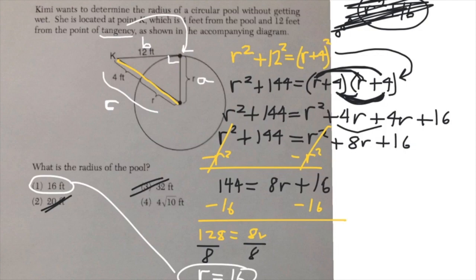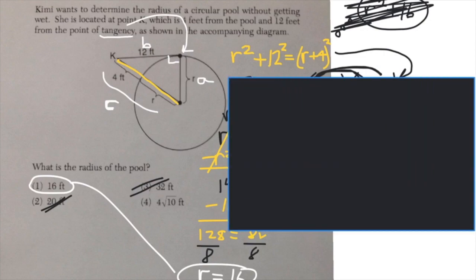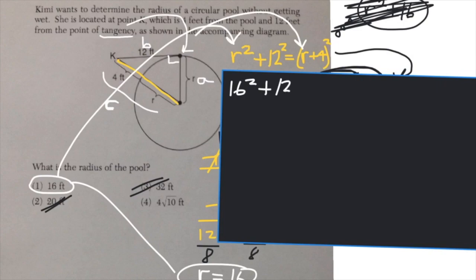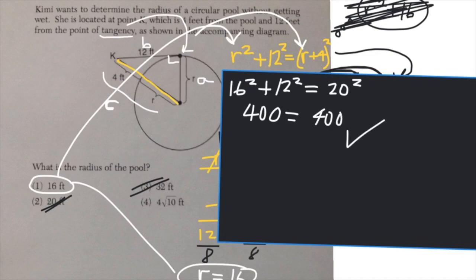Another option you could have done before you actually solve the whole thing is you could have made the equation and then plugged in 16 into the equation and tested it out to see if it actually did work. If you plug the 16 in, you get 16 squared plus 12 squared is equal to 16 plus 4, which is 20 squared, and that would check out. You'd get 400 equals 400. So that's another way to not figure out the entire answer, but use the choices to help you work through it.